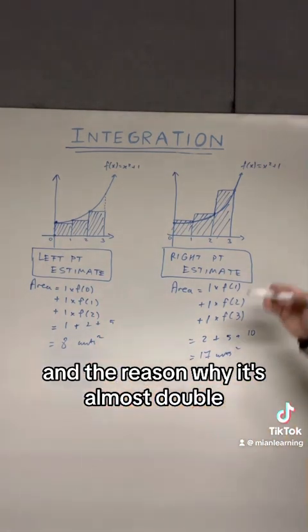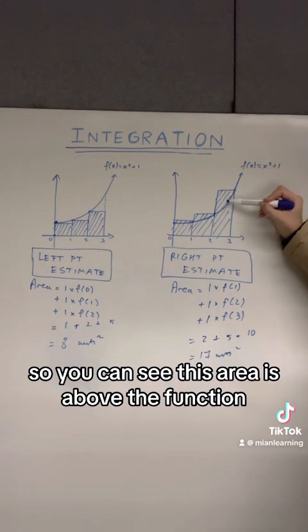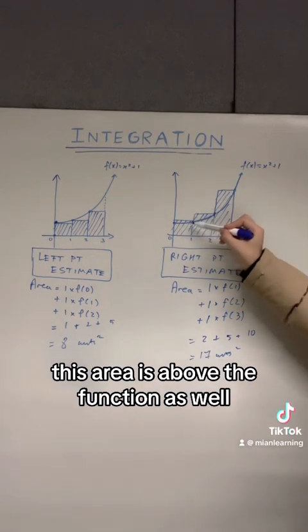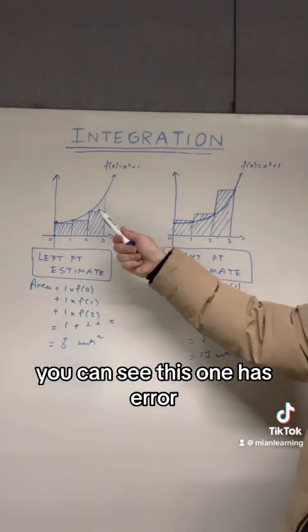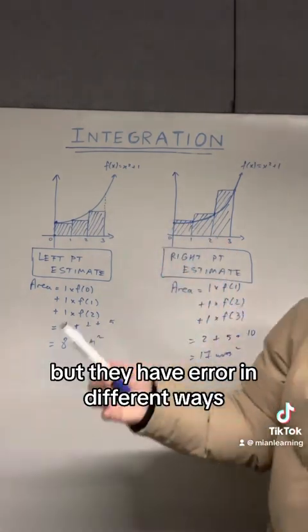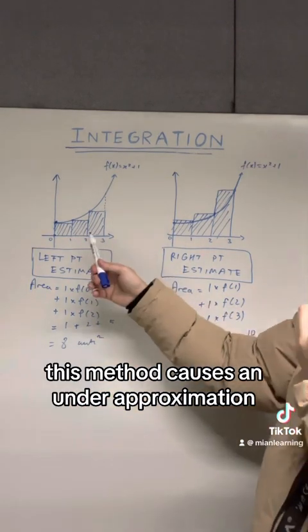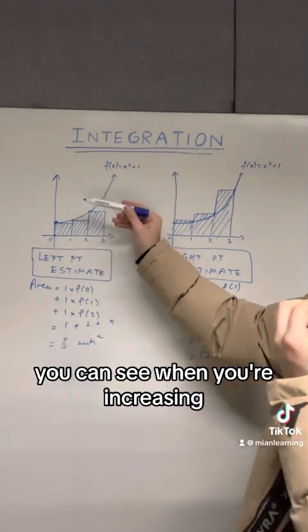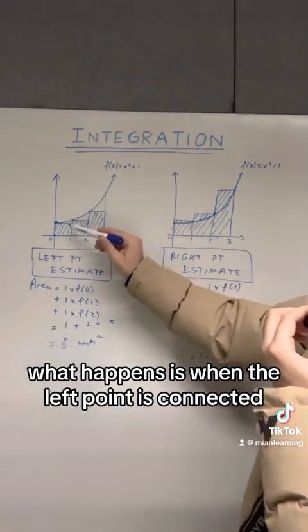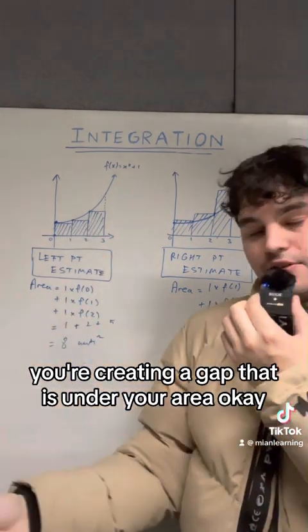And the reason why it's almost double is because you can see it's a very big over approximation. You can see this area is above the function, this area is above the function, this area is above the function as well. So both of them aren't the best estimates. You can see this one has error, this one has error as well, but they have error in different ways. This method causes an under approximation because this graph is increasing. When your function is strictly increasing, what happens is when the left point is connected, you're creating a gap that is under your area.